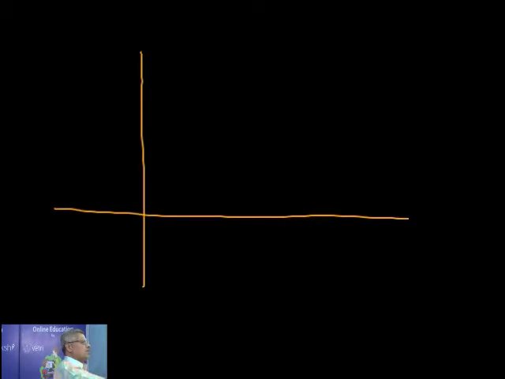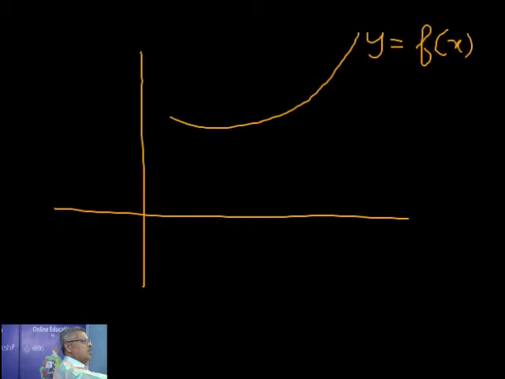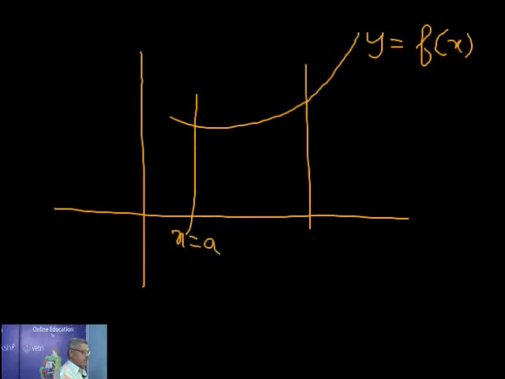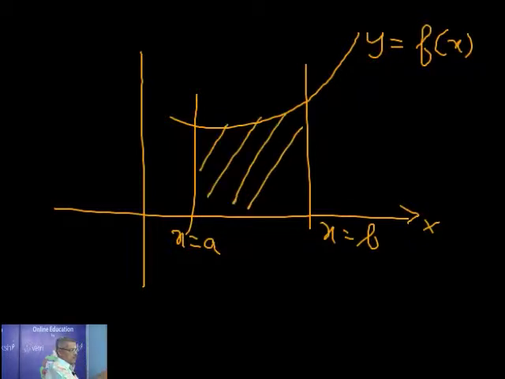y-axis. First of all, consider an arc y is equal to f of x. x is equal to a, one ordinate. x is equal to b, another ordinate, and the x-axis. This is the area bounded by an arc of a curve between two ordinates, x is equal to a, x is equal to b, and the x-axis.